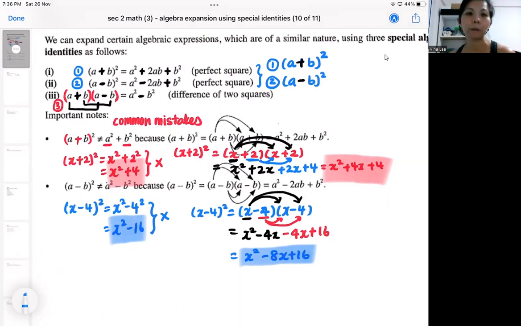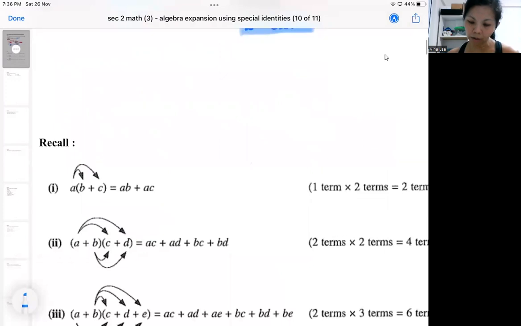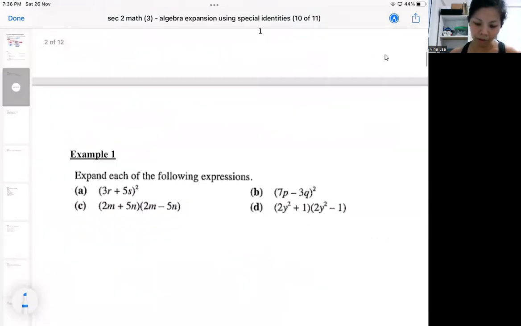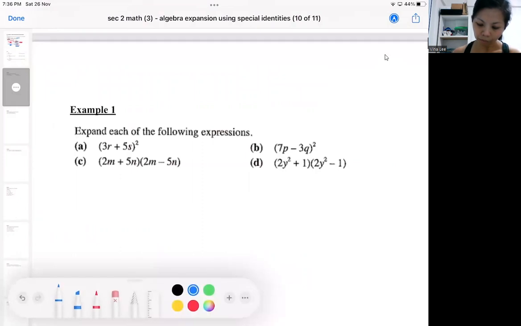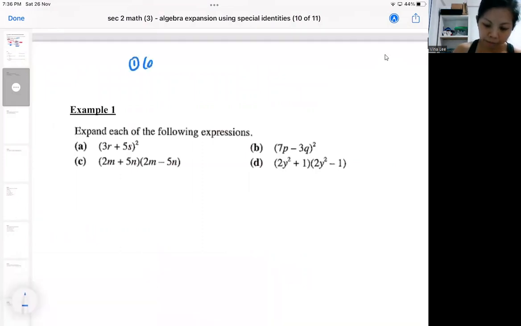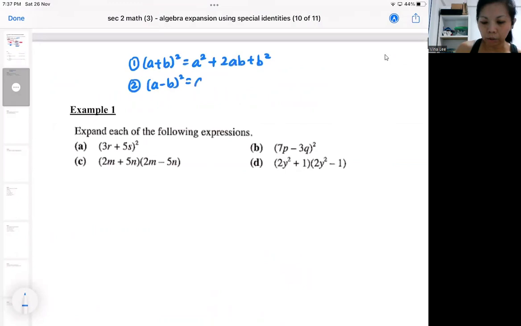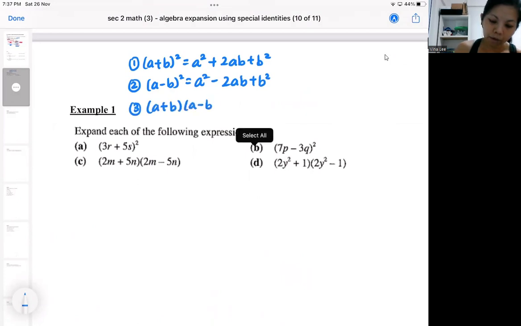I will be using example 1 to show you the 3 formulas. To facilitate you for this idea, I'm going to be writing the formulas here. So I'll be writing formula 1. If you are thinking, do you need to memorize the formula? Yes. Why are we using this formula? This formula actually cuts short your arrow method.